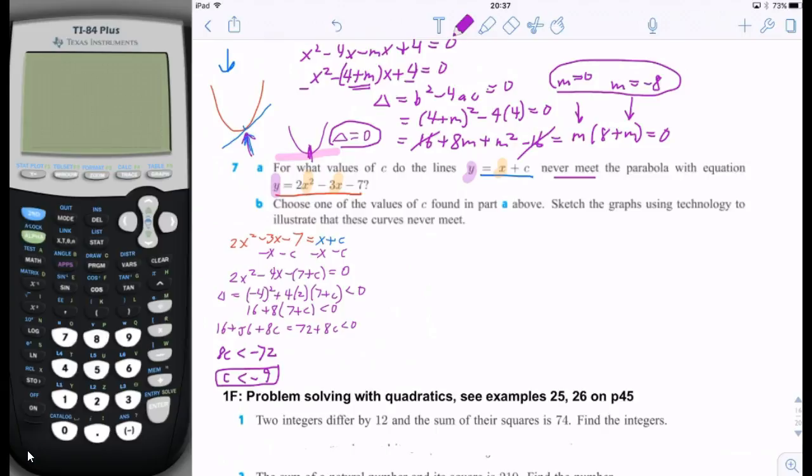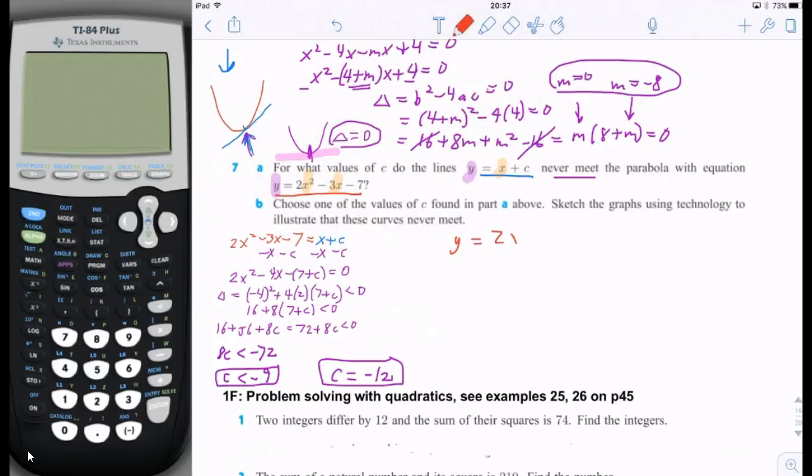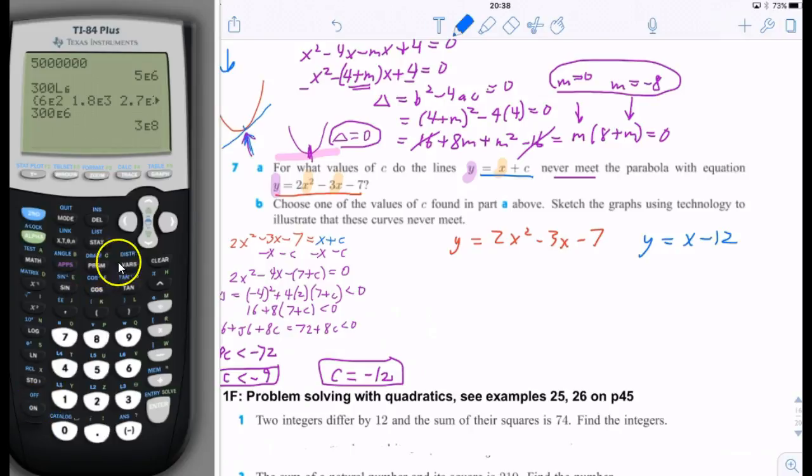Choose one of the values of c found in part A above. Sketch the graphs using technology to illustrate that these curves really never meet. Okay, so that's a good test. Let's take c is less than negative 9, so let's put c is negative 12. Then we're going to put that into the original equation. So the red equation, remember, is 2x squared minus 3x minus 7. The blue equation, now that we substitute in c equals negative 12, is going to be y equals x minus 12. Now we're going to prove using technology that they do not intersect.